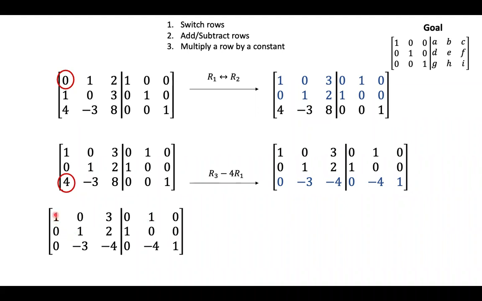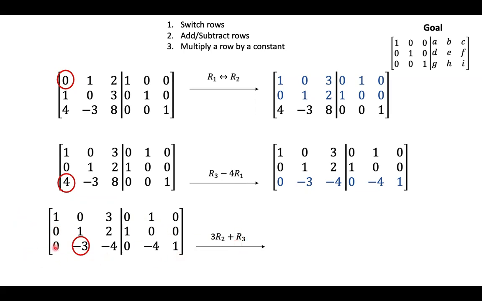Now that we have our first column the way that we want it as 1, 0, 0, let's look at the second column. We have 0, 1, and then that third piece, we want that third piece to become a 0. So in order to do that, let's use this second row in order to try to make that negative 3 into a 0. So we can do that by multiplying the second row by 3, and then add it to the third row.